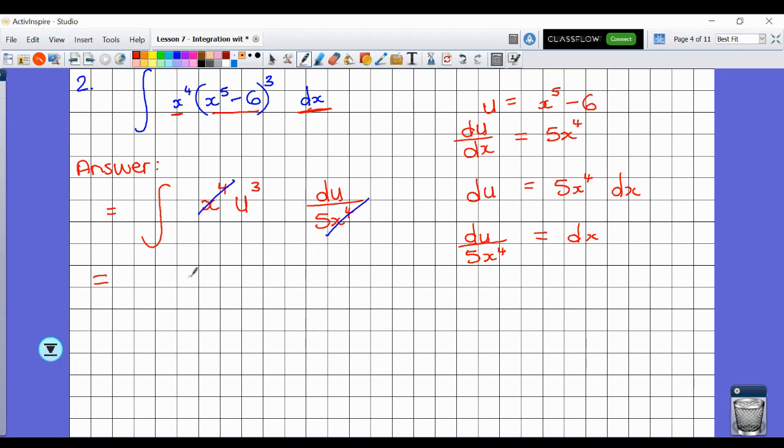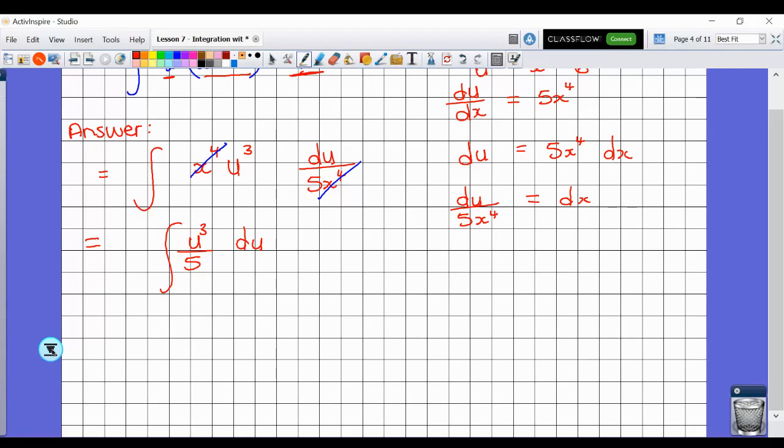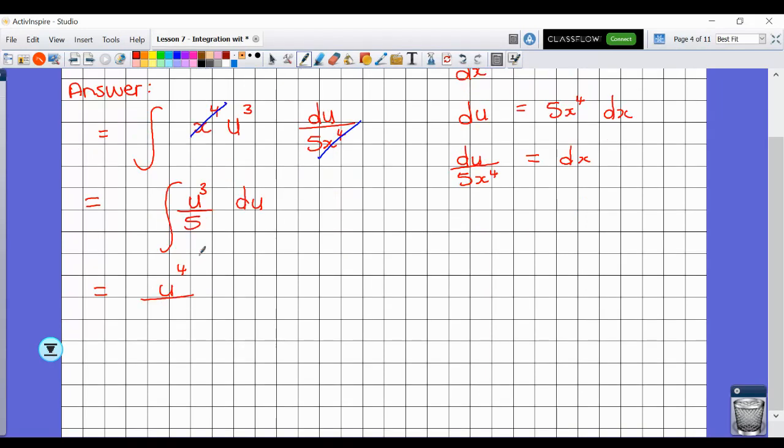So we've got a 5 on the bottom, so u cubed over 5, or you could do a fifth u cubed. Same thing. And then just integrate that. So increase the power, divide by the new power. If you increase the power, you get 4. If you divide by the new power, we've already got a 5 on the bottom. 4 times 5 is 20, plus c. Again, I forgot to mention there's no limits in this case, so you don't need to introduce limits.